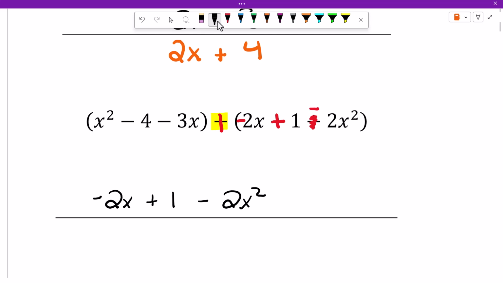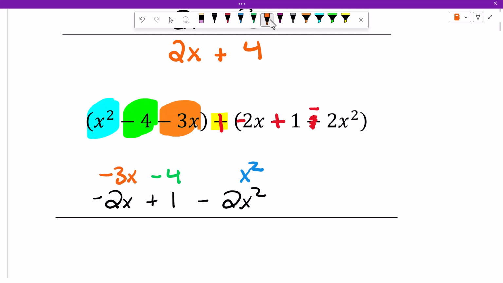Right? Then we take this one. Okay, x squared. That's going to go above the x squared. So that one is going to go over here. A number is going to go above the number. The x is going to go above the x. When you're rearranging it, make sure you're taking that sign with it, because it makes a difference if the number is positive or negative. All right? So that's what it should look like.